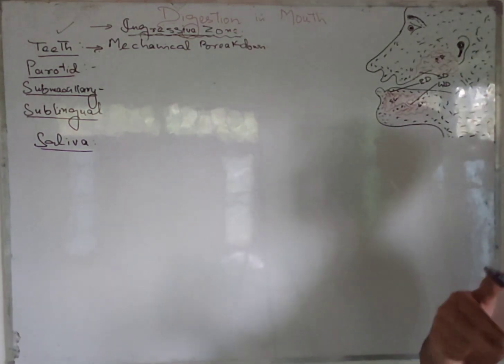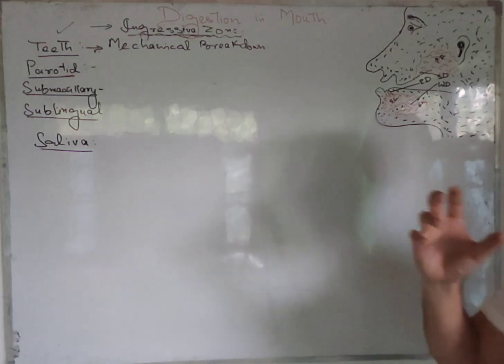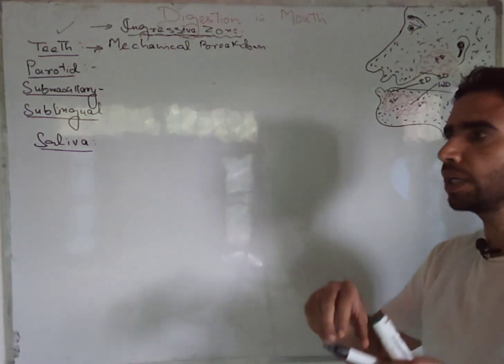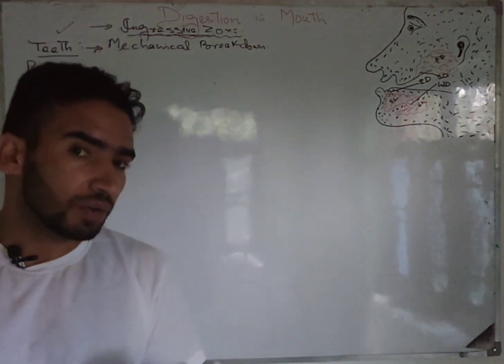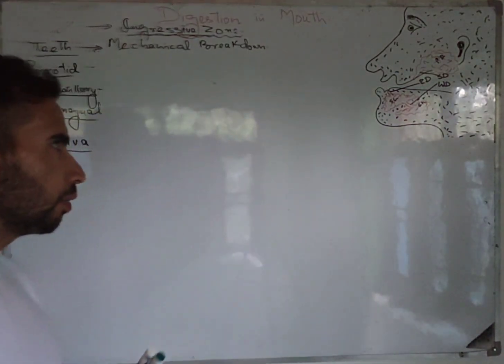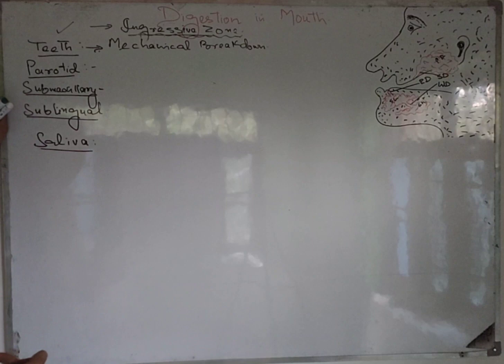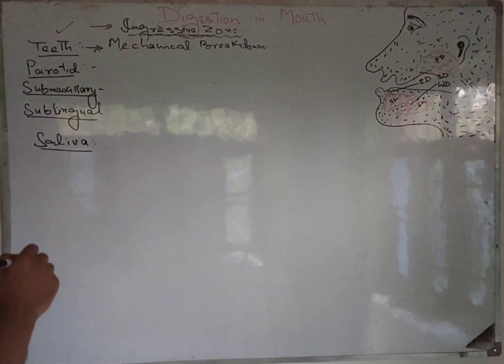But the most important function among all these performed by the human teeth is grinding and chewing, because of which we can mechanically break down large food items into smaller pieces. And after that, what happens?